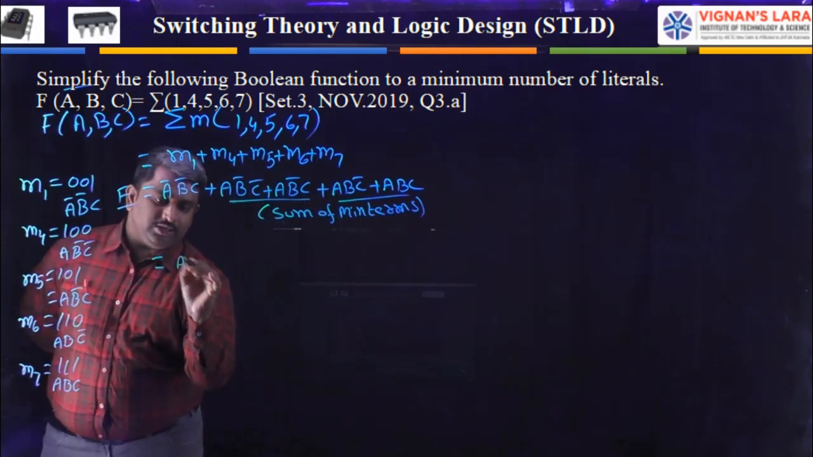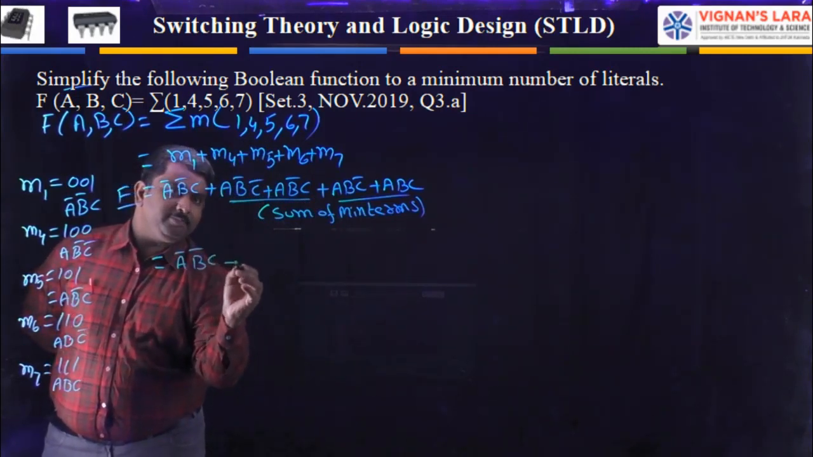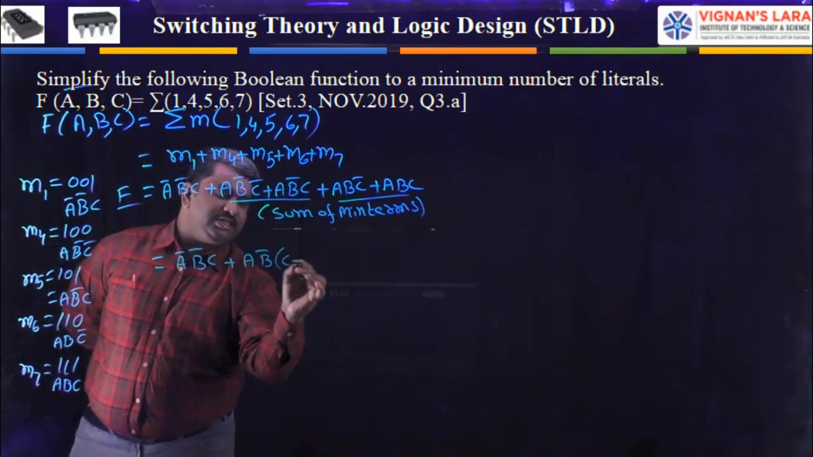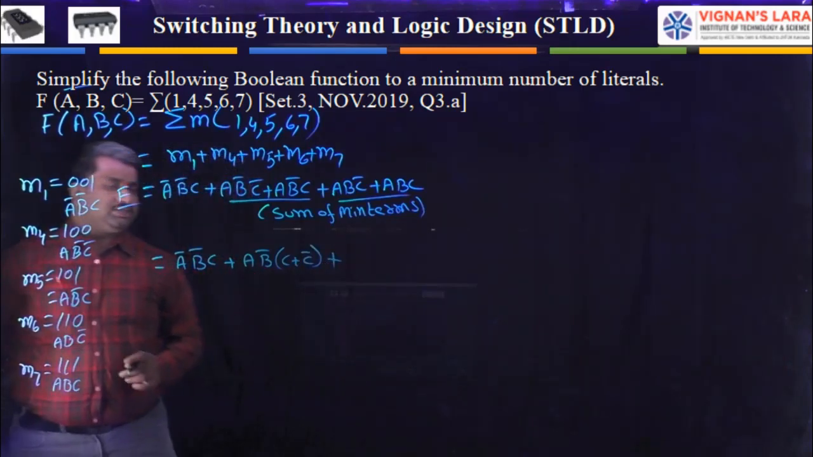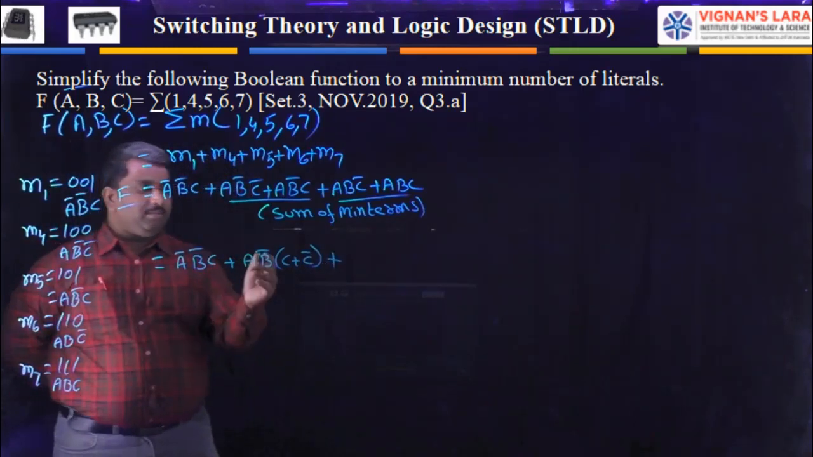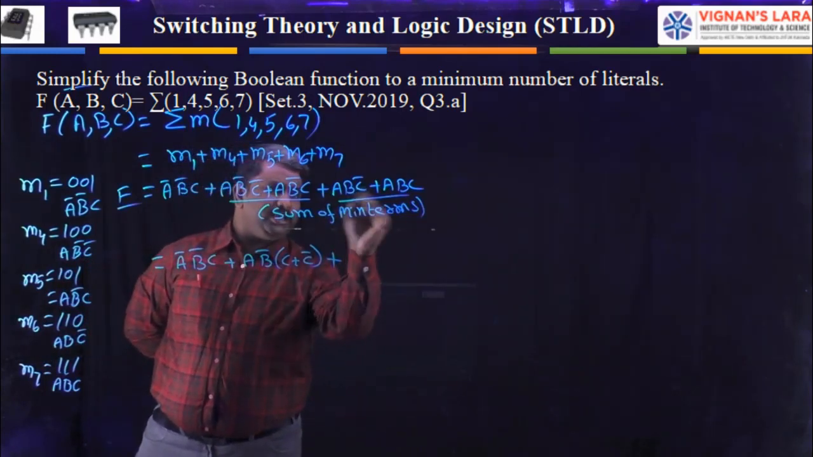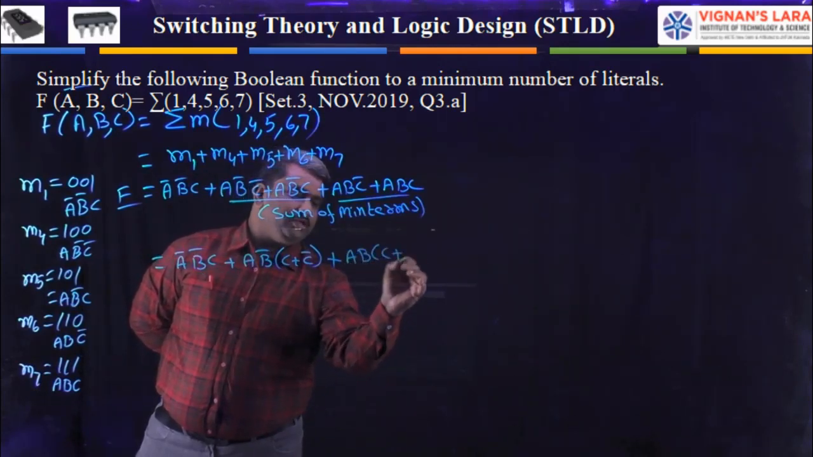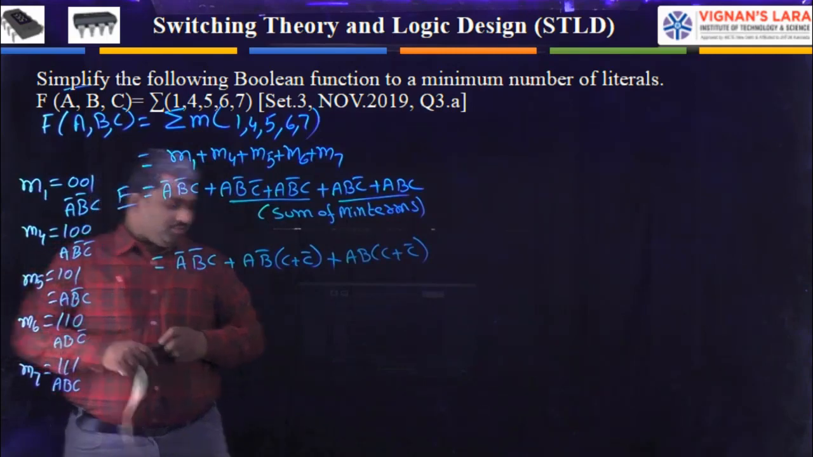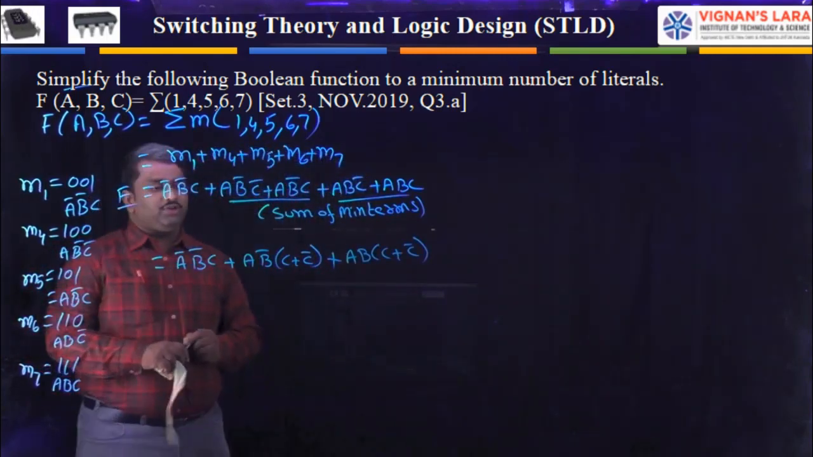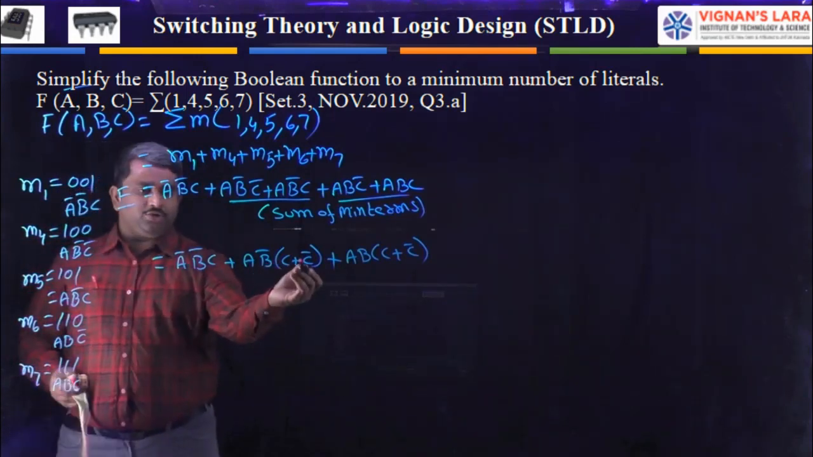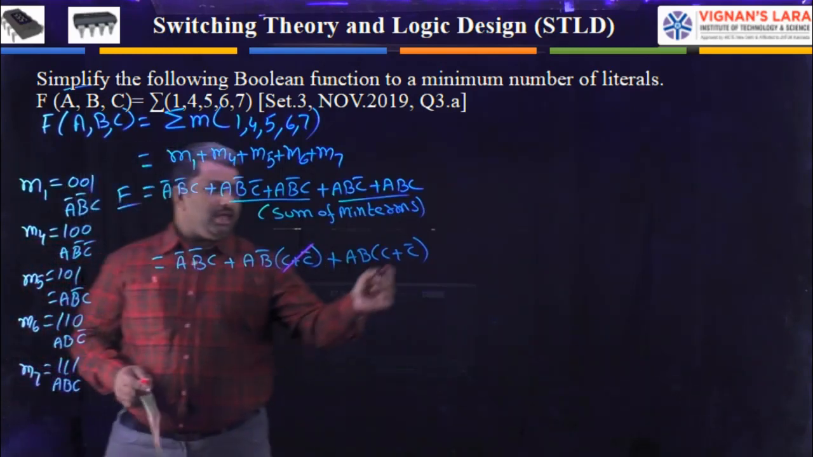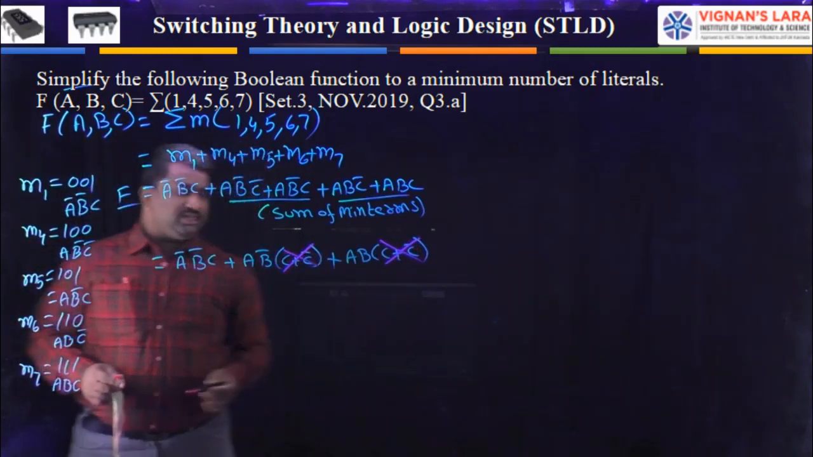So first write down a bar b bar c, plus from these two terms you can take the common a b bar, and c plus c bar remains. Plus next, from these two you can take common ab, and the remaining value is c plus c bar. So this is the function. After simplifying, we know that c plus c bar is equal to 1, so this goes to cancel, and this one also cancels.